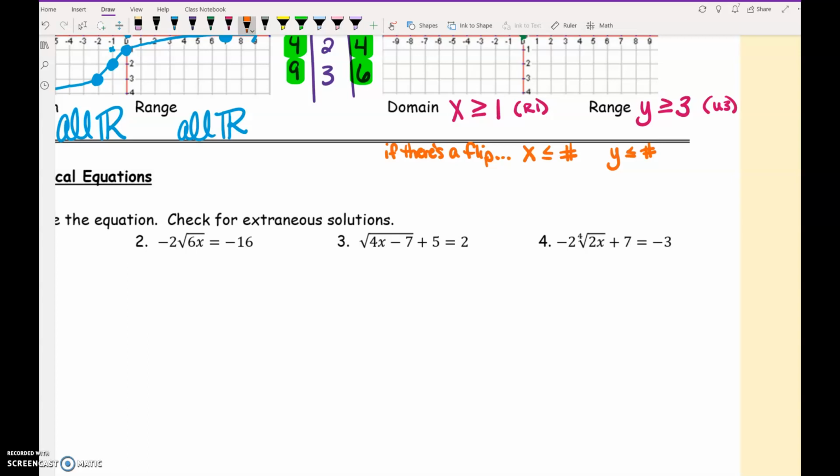I realized that yesterday I made kind of a huge mistake when talking about when there's a flip in the graph. When there's a flip, it does not affect the domain. The domain is still x is greater than or equal to, however the graph moves left or right. The only thing that changes when there's a flip is the range. It flips the sign on the range.